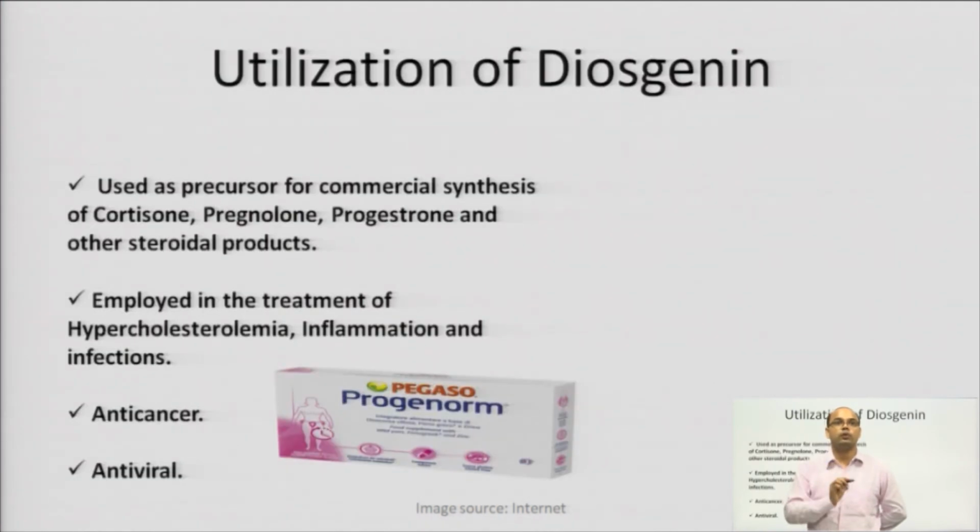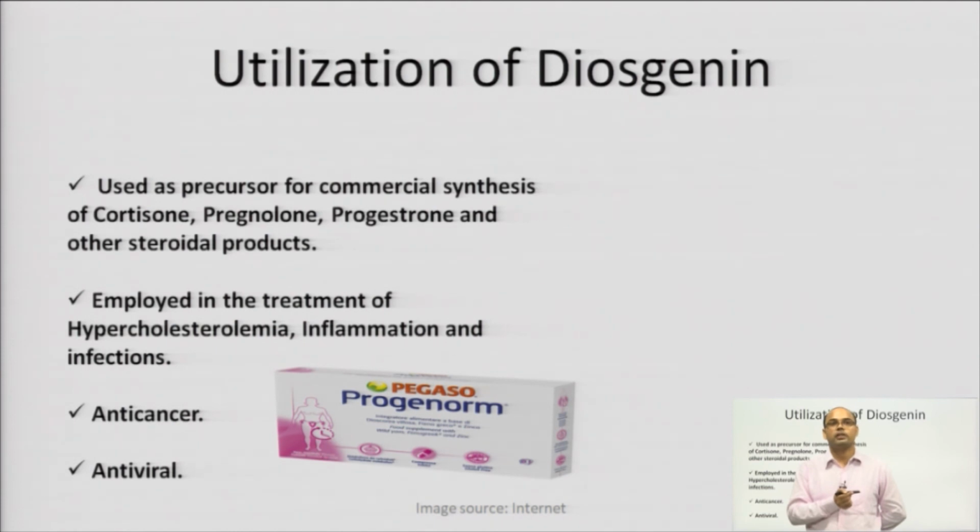Moving on to the utilization part of Diosgenin, or the uses of Diosgenin. As we have seen in the very first slide, Diosgenin is being cultivated worldwide because of its high medicinal value. We have its antiviral action, its anti-cancer action, its anti-inflammatory action, and its uses in protein metabolism and calcium homeostasis management. There are various uses of Diosgenin, but mainly it is used as a precursor for commercial synthesis of cortisone, pregnenolone, progesterone and other steroidal products which are available in the market on a large scale.